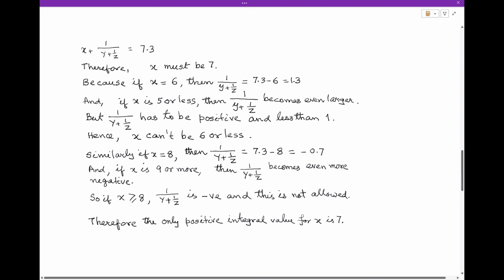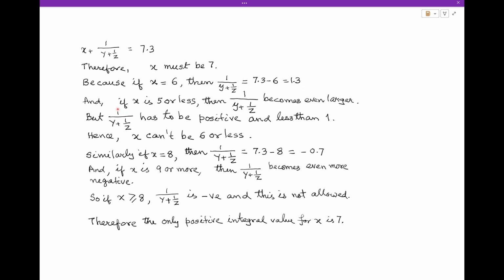Now, x plus 1 divided by y plus 1 by g is equal to 7.3. This is given. Therefore, as this quantity here is positive but less than 1, then x must be 7. Because if x is 6, then 1 divided by y plus 1 by g is equal to 7.3 minus 6, and that is equal to 1.3.